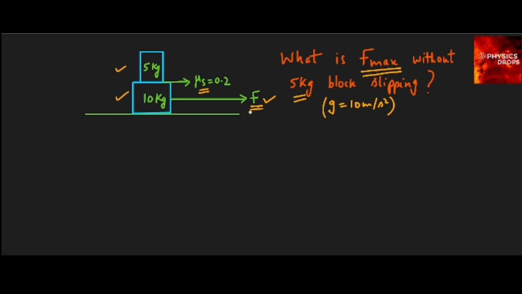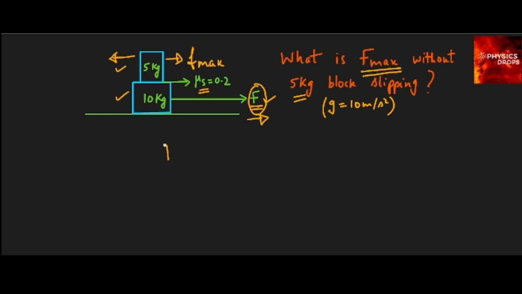Because we know that intuitively, if we keep pulling this 10 kg block to the right, beyond a certain force, the block at the top will slip away. But there is a maximum frictional force between the 10 kg and 5 kg block, which will hold it to the maximum. At that max frictional force, let's call it small f max, is when this block will start slipping. So what is the capital F force, F max, beyond which this will start slipping, is the question.